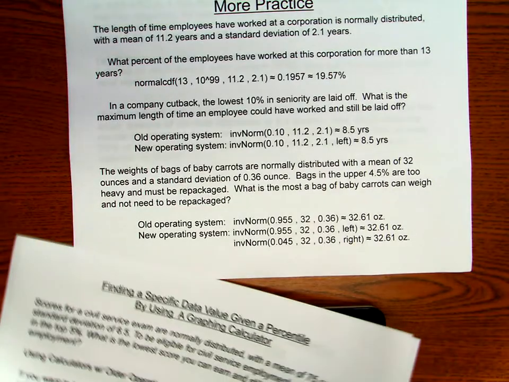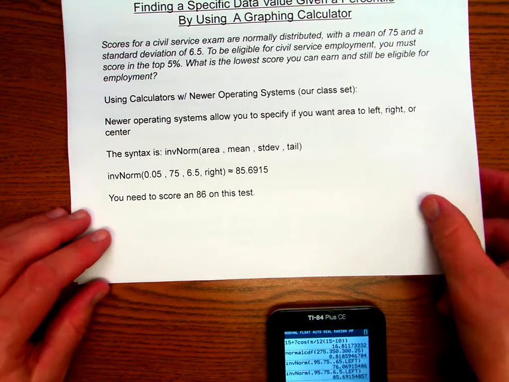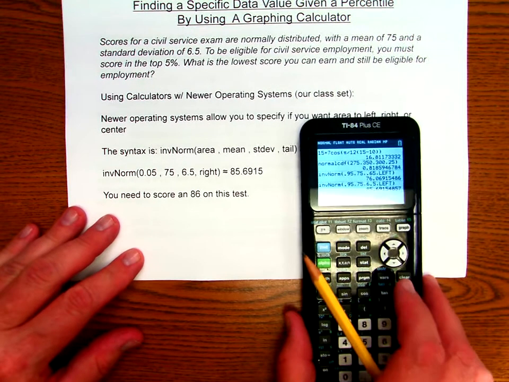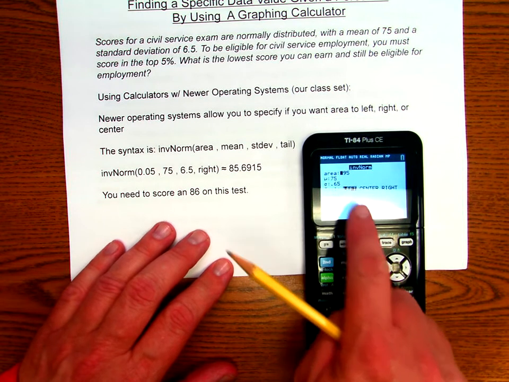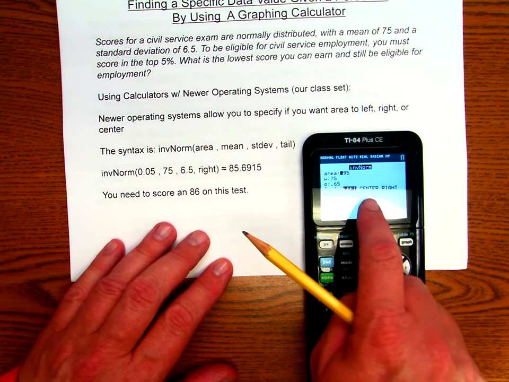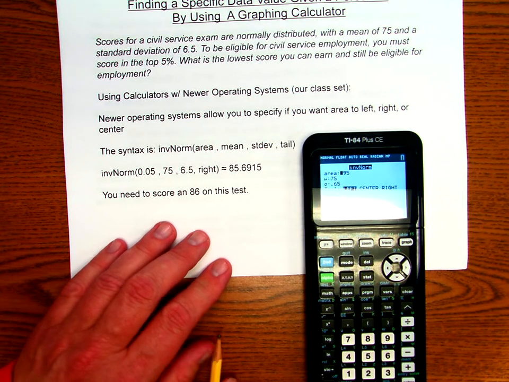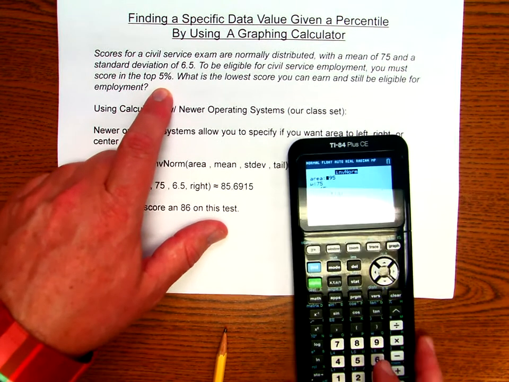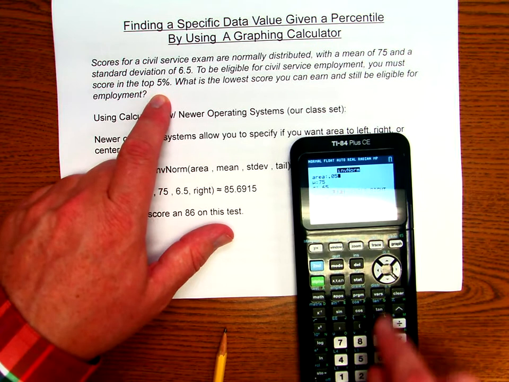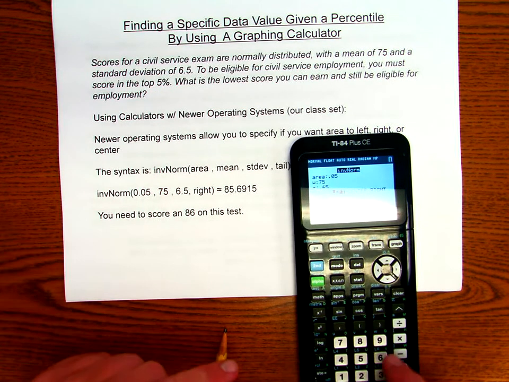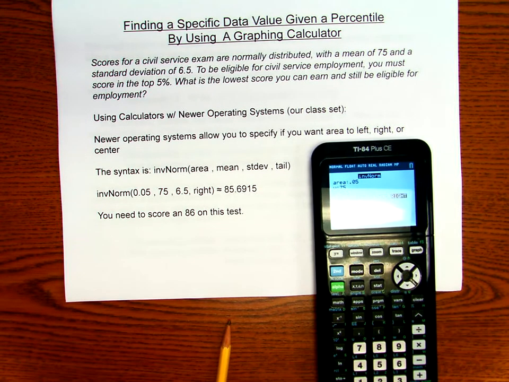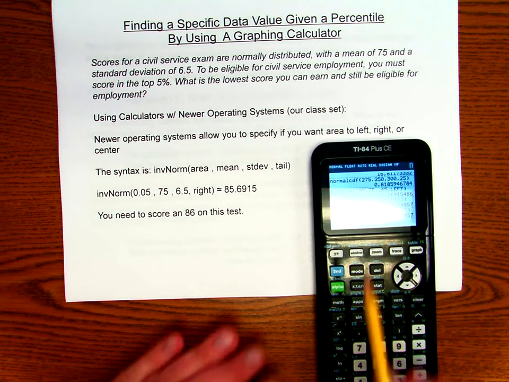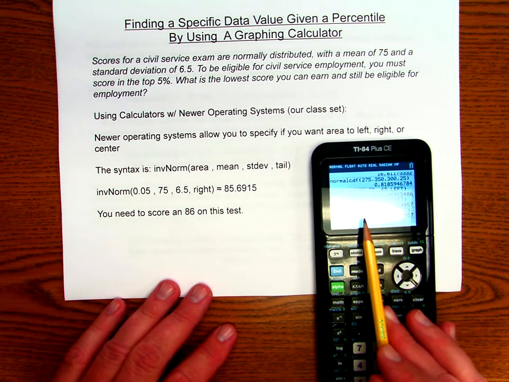All right, now with the newer operating system, as you saw when I typed that in, we don't have to do area to the left. We can do area to the left, we can do area in the center, or we can do area to the right. So if we just want to use that 5% as it appears in the problem, we can type in 0.05, same mean, standard deviation, 6.5, and then choose right area instead of left area, and hit paste. Enter, and you see we get the exact same number. So whether you're finding 95% of the area to the left or 5% of the area to the right, if it's a normal curve, it's the same answer.